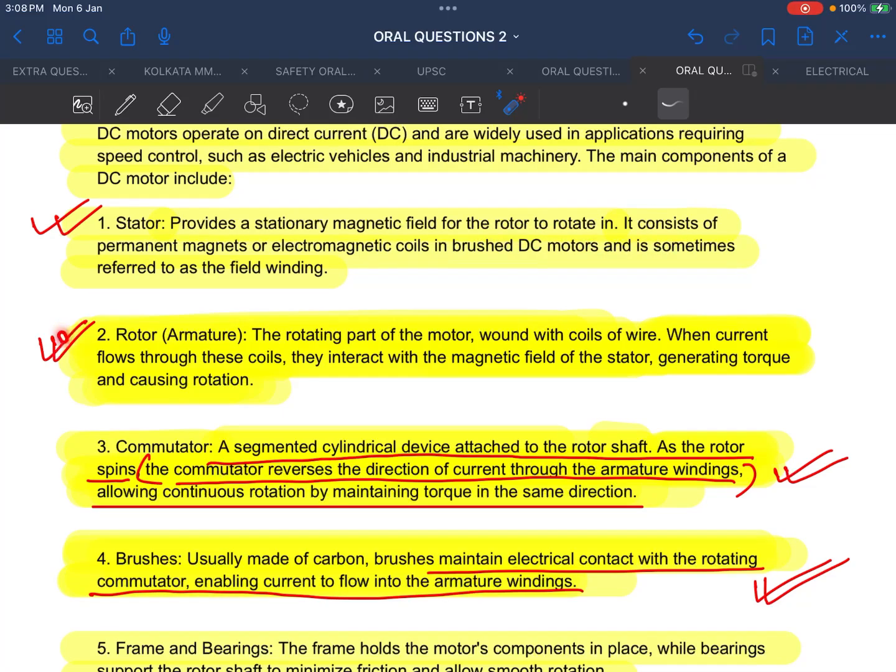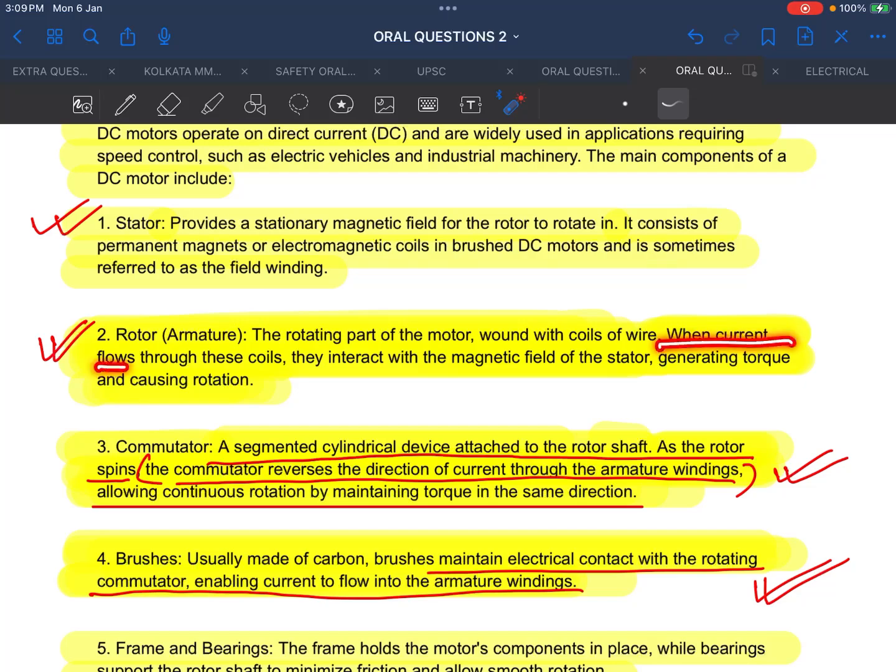And the rotor is also a rotating part of the motor, wound with coils of wire. In the DC motor, there are no conductor bars or short-circuited end rings. There is a wound coil, same as the stator. The way we did the windings in the stator, we do the same type of winding in the rotor also, and that is called the armature winding. Here we call it armature winding, and we sometimes give external supply to the armature winding also.